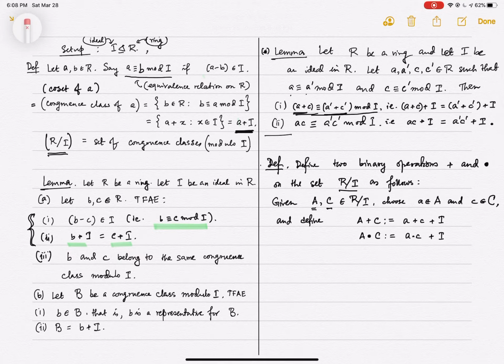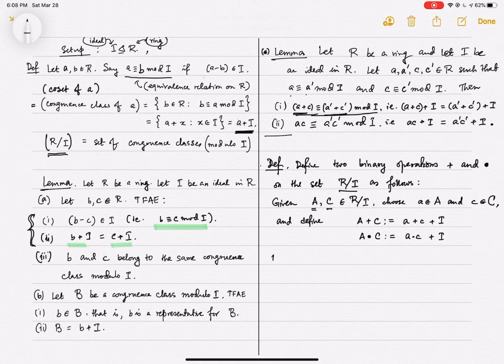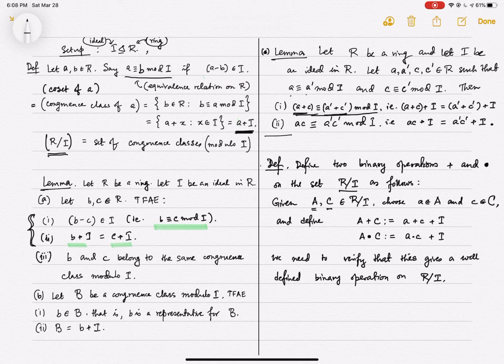But there is a little subtlety here. We need to verify that this prescription gives a well-defined binary operation on R mod I. What do I mean? I mean, look at this description.